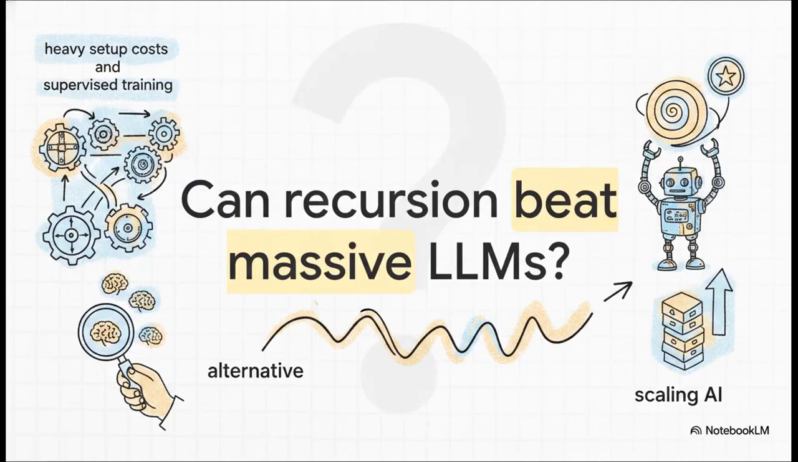So I'm going to leave you with this final provocative thought to wrap up our explainer today. Given those heavy setup costs and the need for supervised training, could this framework actually be the ultimate cheat code? Could training smaller, older models to think recursively be the key to beating massive, ridiculously expensive language models? If we can upgrade a basic AI to hit perfect scores on the absolute hardest tasks, it might just completely redefine how we scale AI in the future.